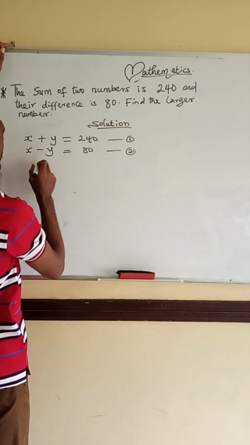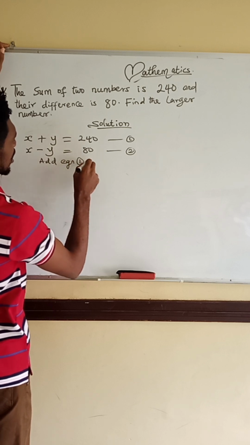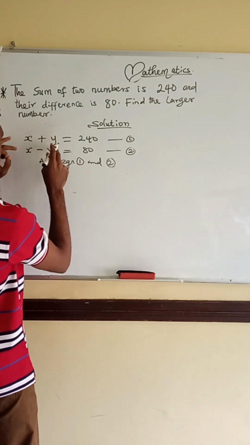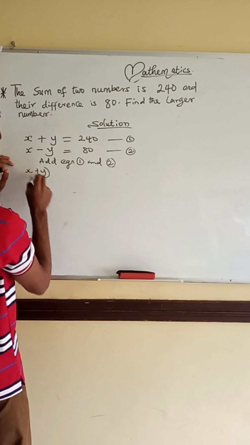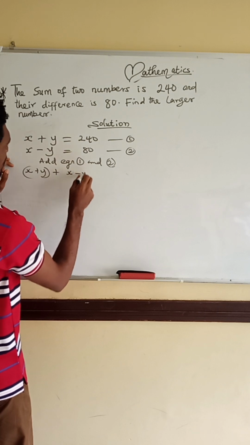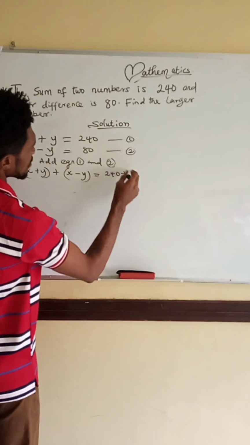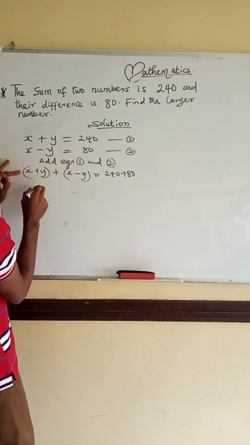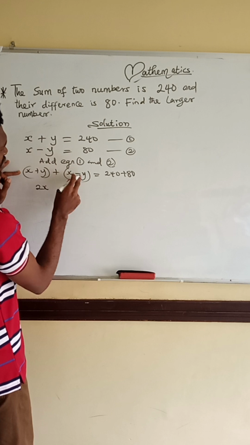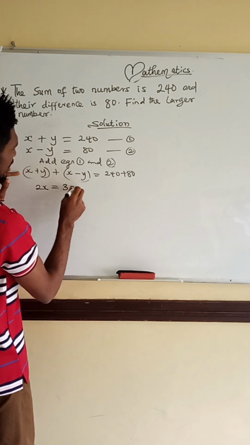Now add equation 1 and equation 2. So x plus x will give us 2x, plus y minus y, which gives us 0, so we don't write it, is equal to 240 plus 80, which will give us 320.